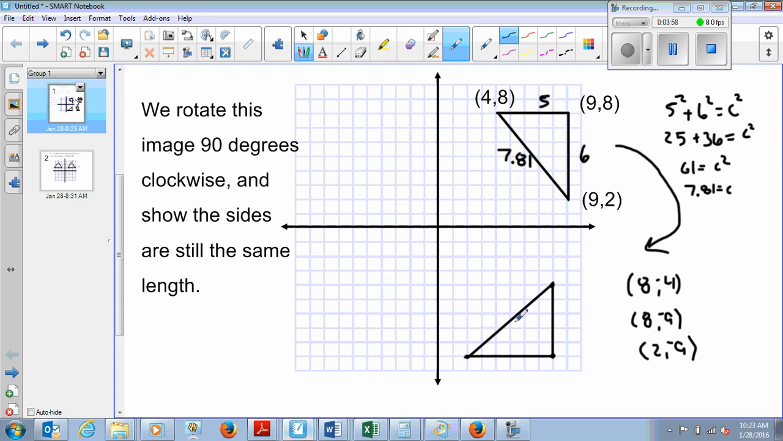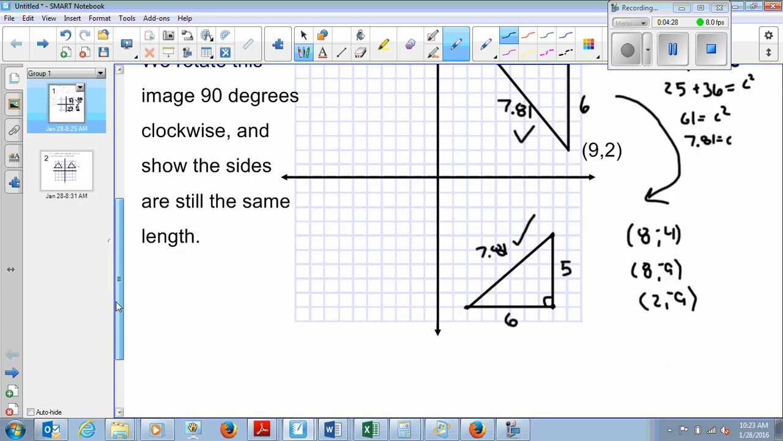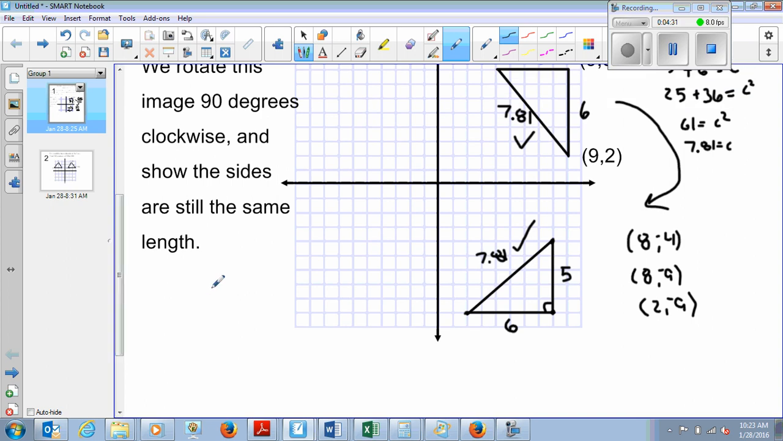And then we look at this other triangle. So let's see if the sides are still the same. We can count these. So we go 1, 2, 3, 4, 5. We can count this distance, 1, 2, 3, 4, 5, 6. So far, so good, and that is a right angle there. So we could use Pythagorean theorem again. Now you can already see that the sides are going to be the same. We have 5 squared plus 6 squared, same thing here, is going to equal c squared. So we will again get 7.81. There we have proved that all the sides are the same. So we have what we call side, side, side congruency.